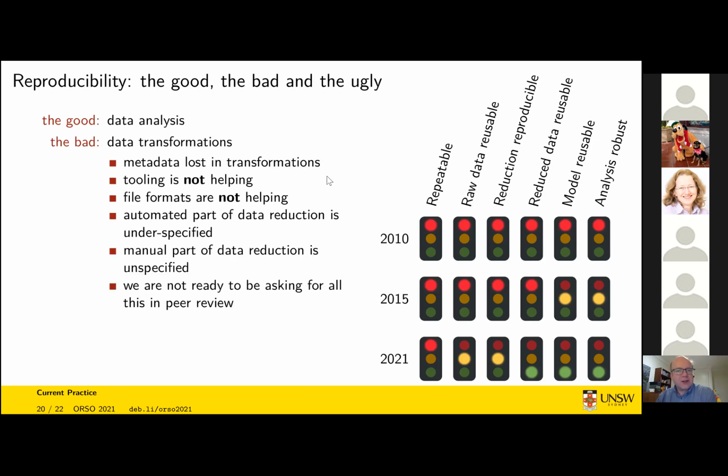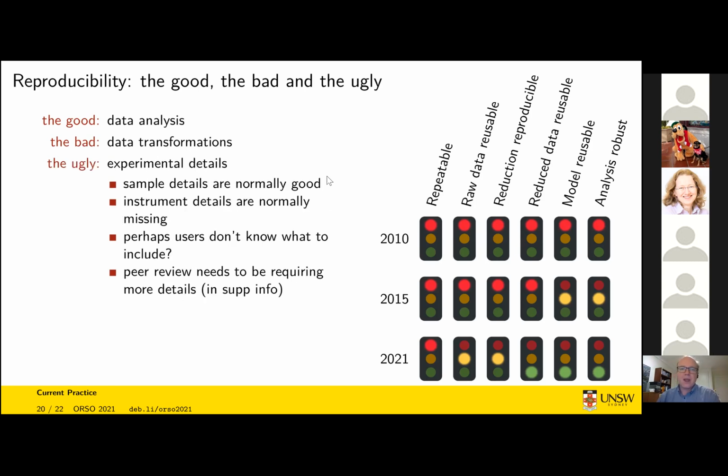The data transformations we do, we lose metadata all over the place. The current set of tooling and file formats do not help, and we are very underspecified in how we deal with those data transformations. Finally, the experimental details for the sample are normally great, but I suspect that the user, when writing it up, doesn't know the right things to include for the experimental details of the instrument. And so peer review needs to be asking for those details more as well.